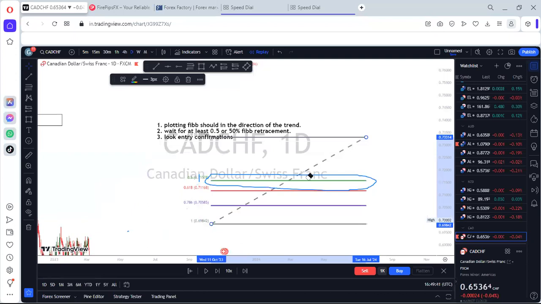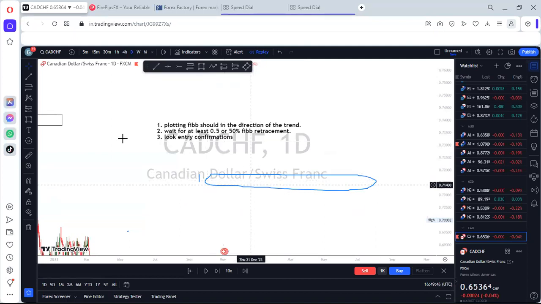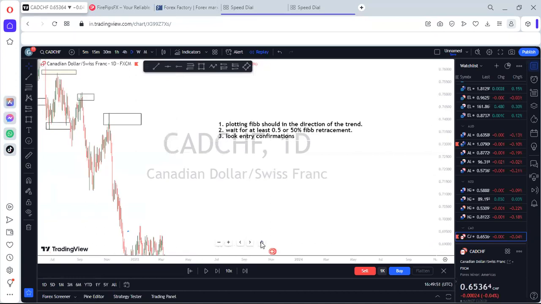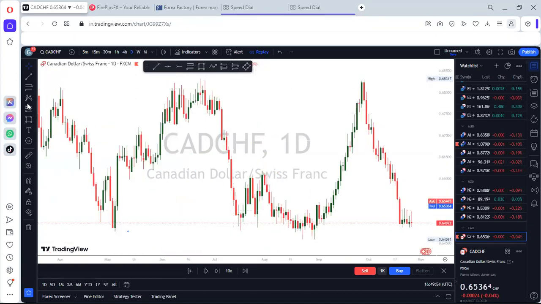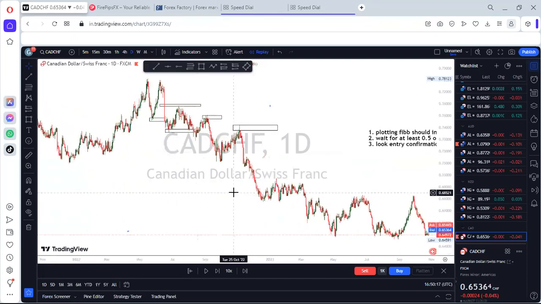And plot from the wick. Whenever you're plotting your Fibonacci, make sure you're plotting it from the wick of the candle. I believe you know what a wick is. This is the wick of this candle, the tip of the wick. So you plot from the wick. That's it, guys.